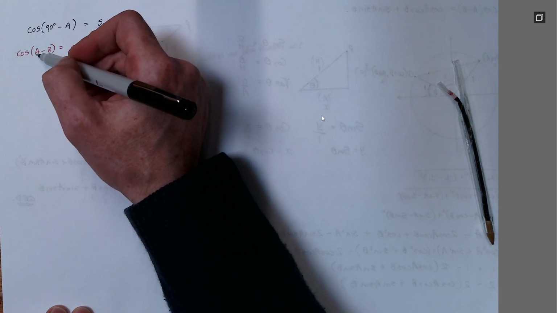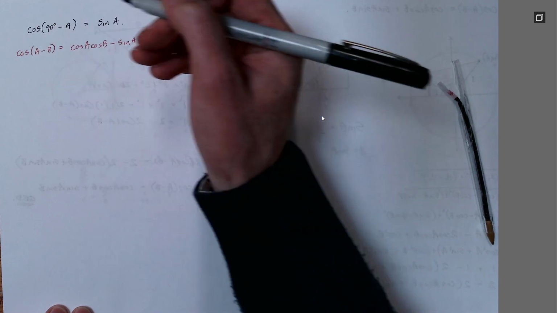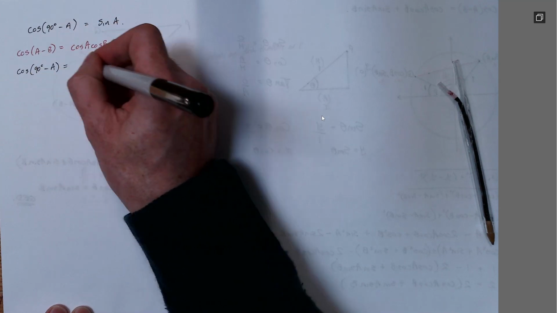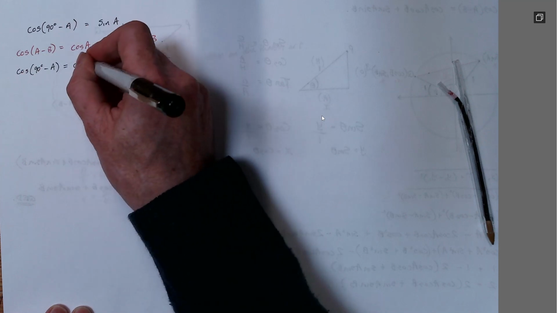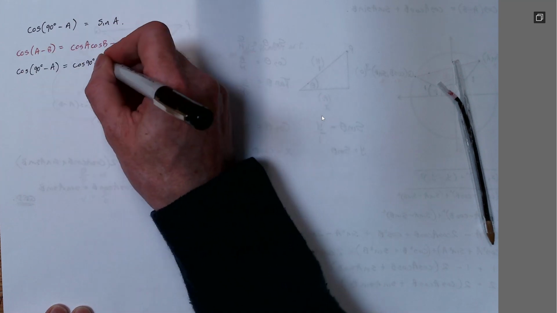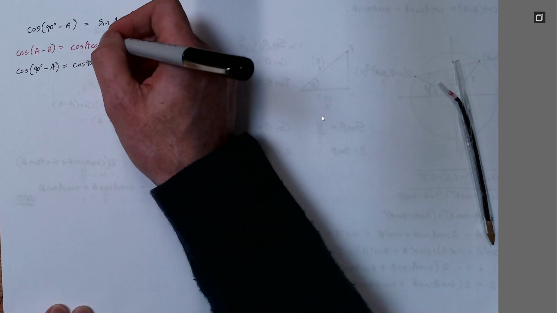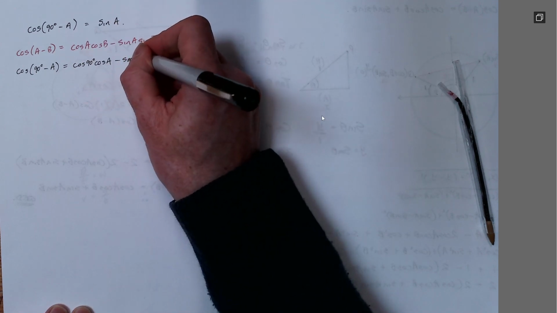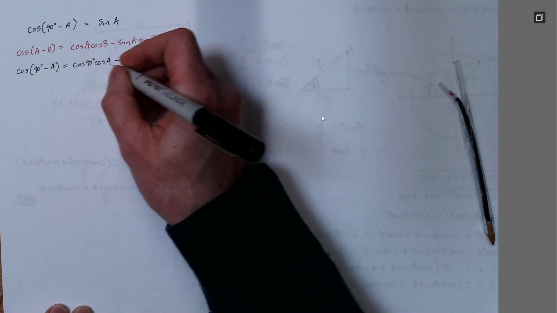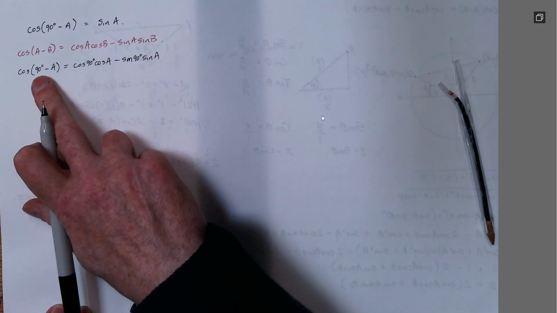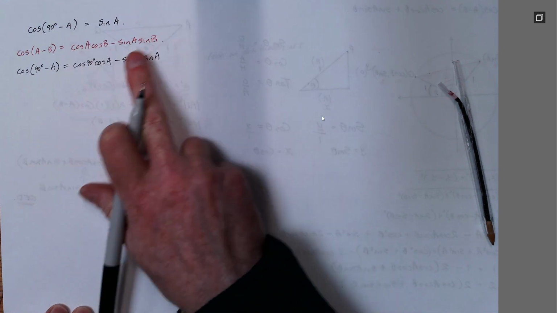Now, we replace A with 90 degrees, and B with A. So cos of 90 degrees minus A equals cos 90 degrees cos A plus sin 90 degrees sin A, so we just substitute all into the formula.